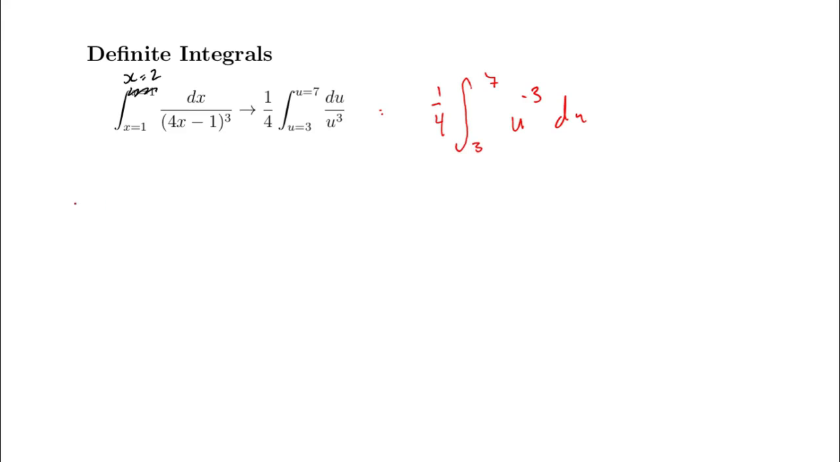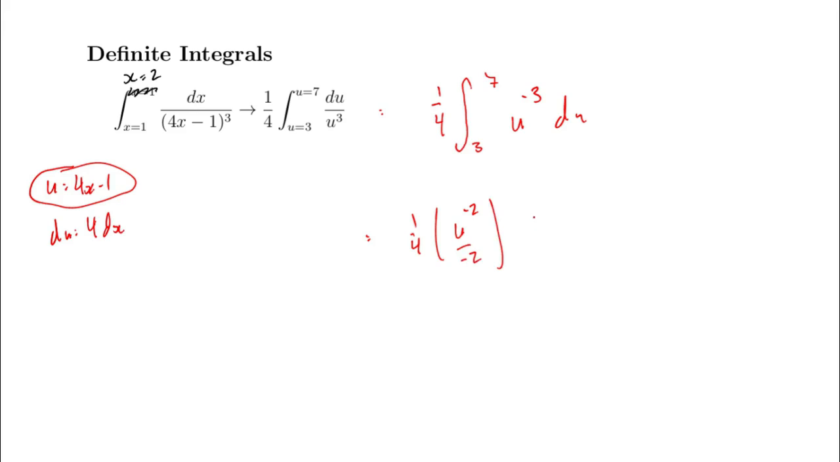And remember, just so we have it later on, u is equal to 4x minus 1, and that meant that du is 4 dx. We're going to need that. All right, anti-differentiate. This is 1/4 times u to the negative 2 over negative 2. But now we're evaluating from 3 to 7. So we have negative 1/8 with a u squared in the denominator evaluated from 3 to 7.